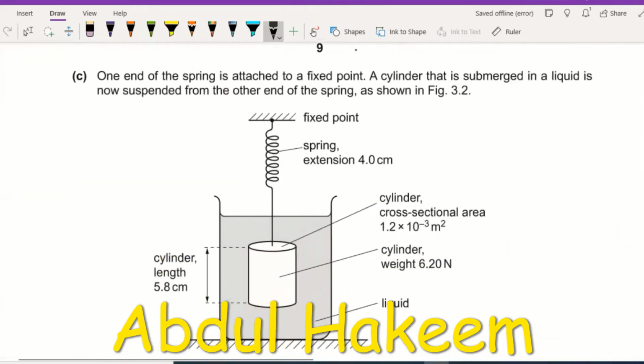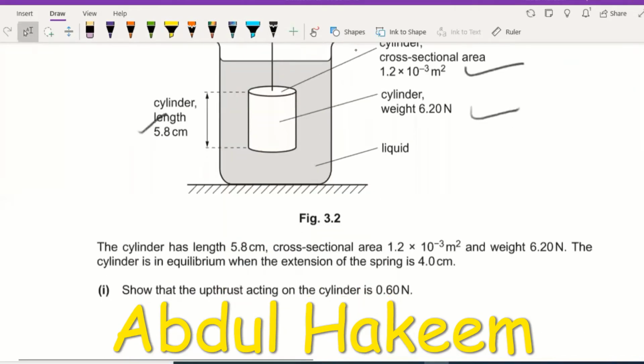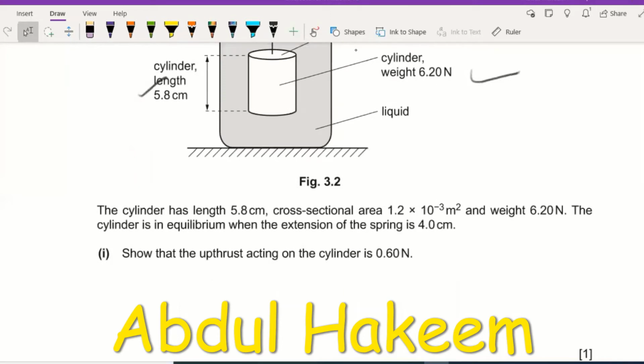Now the next part is, one end of the spring is attached to a fixed point. A cylinder that is submerged in a liquid is now suspended from the other end of the spring. So extension is 4 centimeter. The area, weight, and the height of the cylinder are given. The question is, show that the upthrust acting on the cylinder is 0.6.